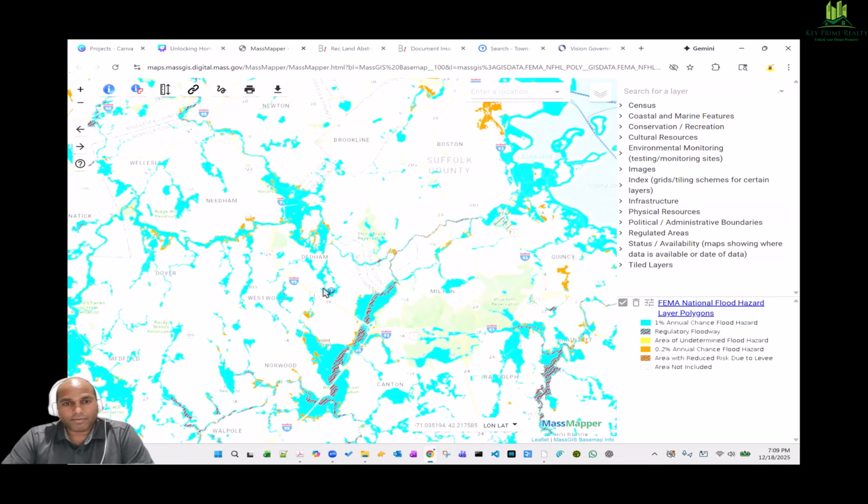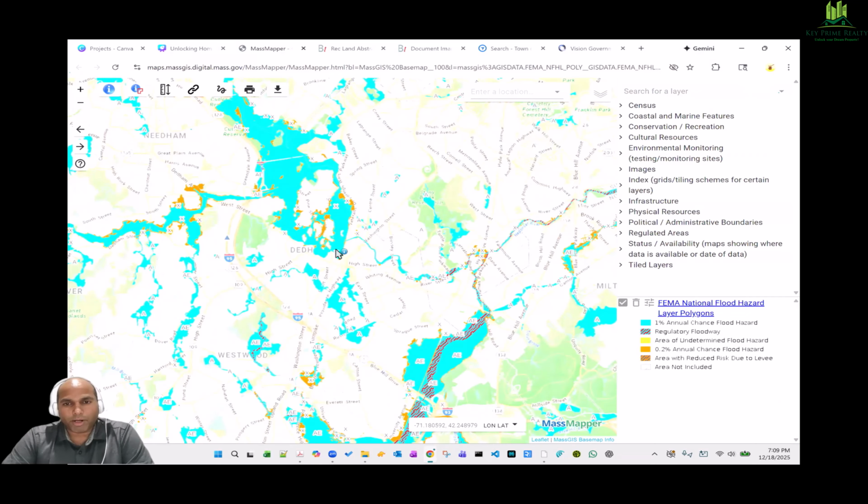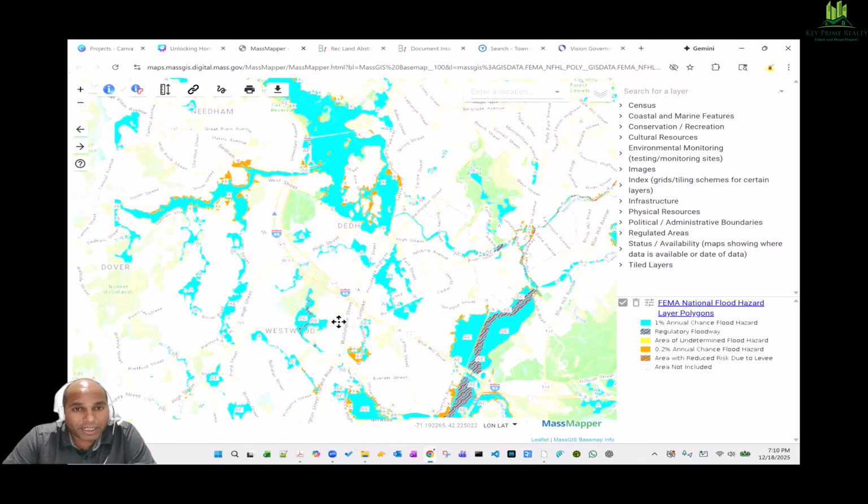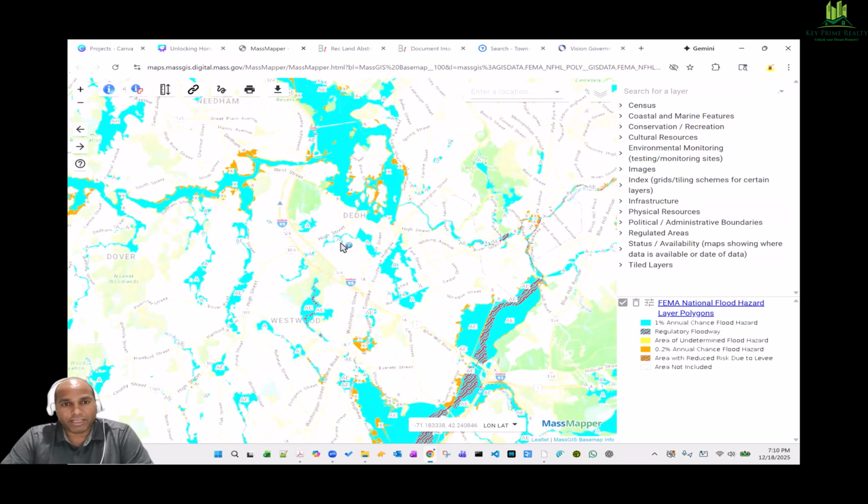If you are looking at a property, a lot of times the flood insurance policy is mandatory depending upon where that property falls. So this Massachusetts state map tells us, okay, this property falls in the flood zone. These are the flood zones: 1% annual chance of flood hazard, regulated floodway, area funded, and then area not included.